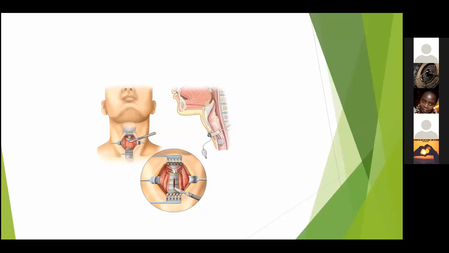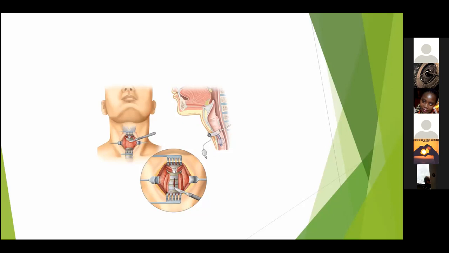Any more questions? Yes, there's one that's saying air normally passes through the nose, like normally. So what should we worry about, especially in permanent tracheostomy? I think for the part of the upper airway.